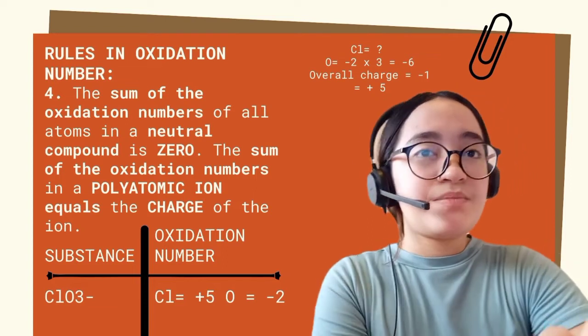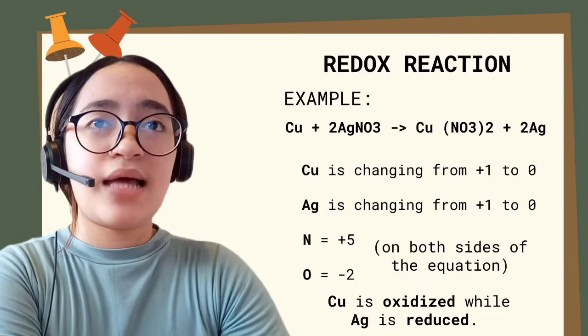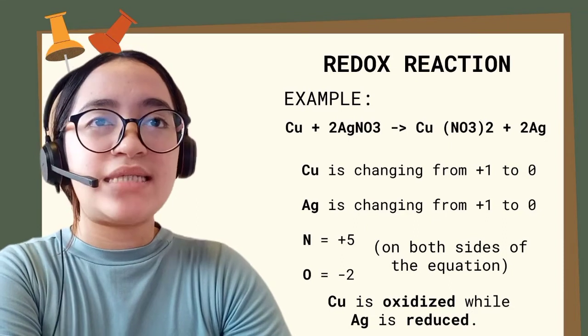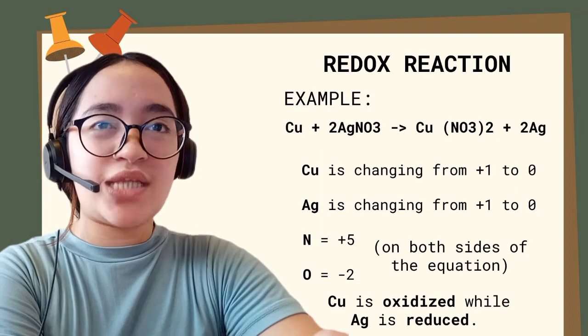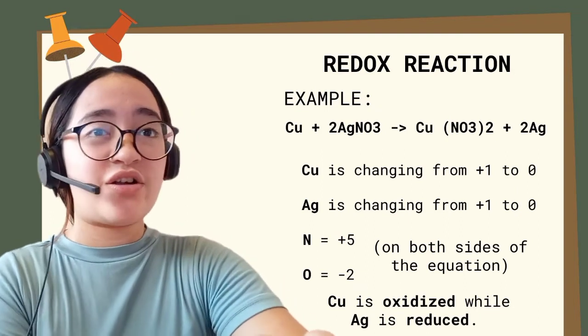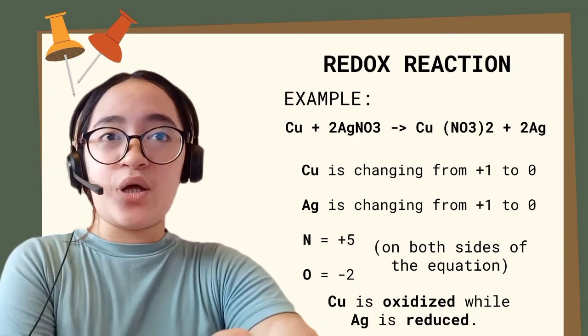Now we can have an example of a redox reaction and how we will balance and identify all of the elements if they are oxidized or reduced. This is also called an oxidation-reduction reaction if you prefer a longer term. So here is the redox reaction example.